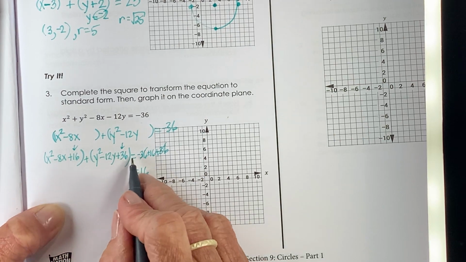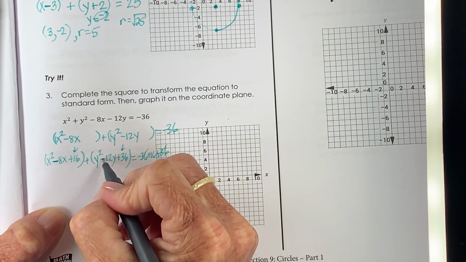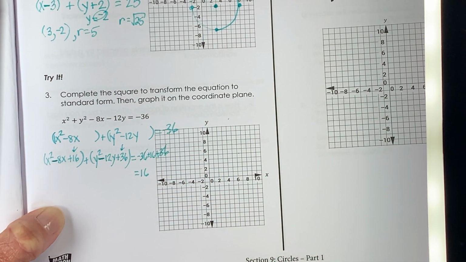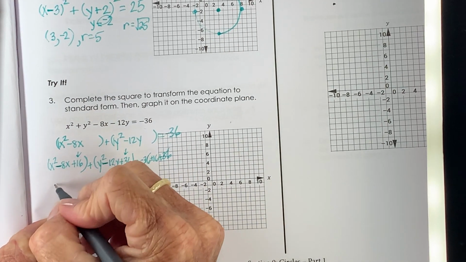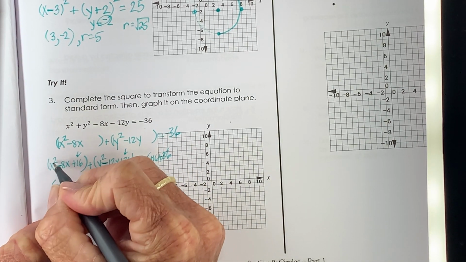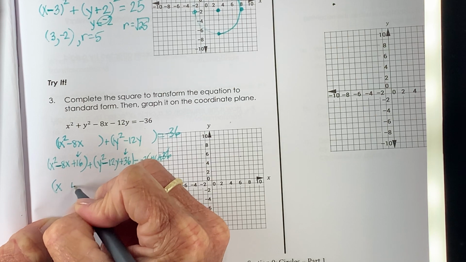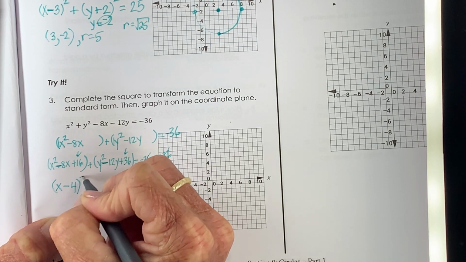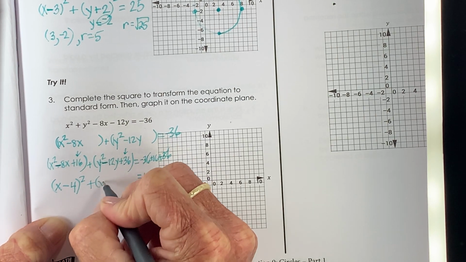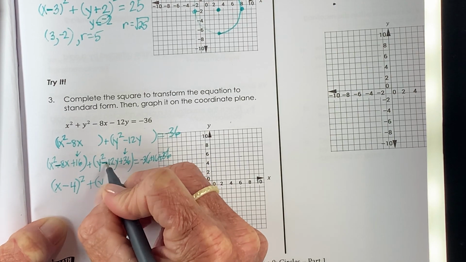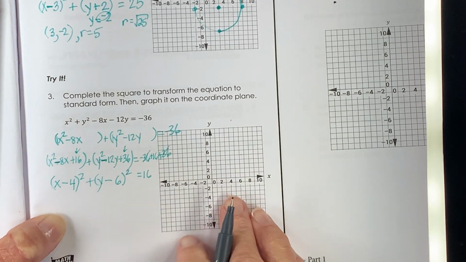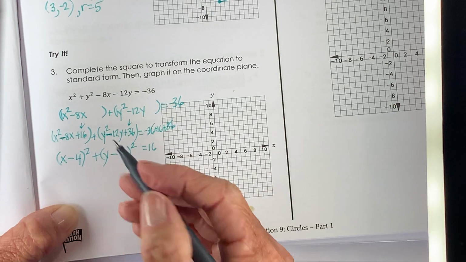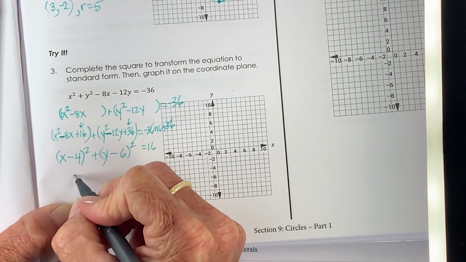All right, the perfect square trinomials both have minus symbols. So they're both going to factor into subtraction problems. So the square root of that is x, the square root of that is 4, and it will be minus. The square root of that is y, the square root of that is 6, and it will be minus. Okay, so there's the equation of our circle. What's being subtracted from x?